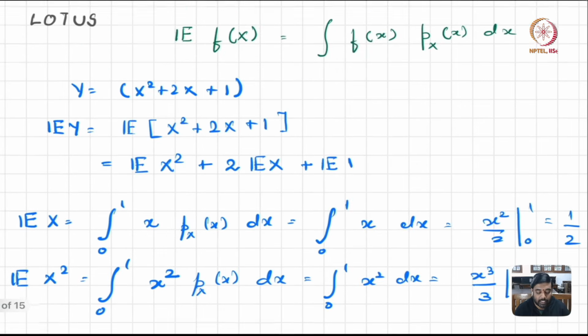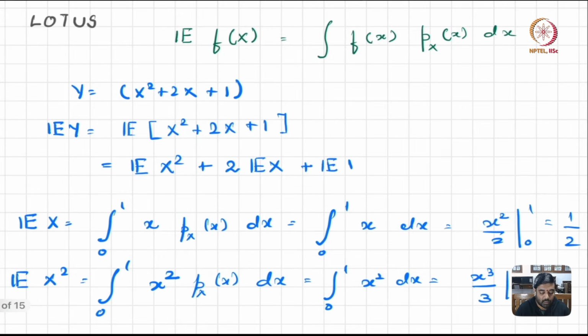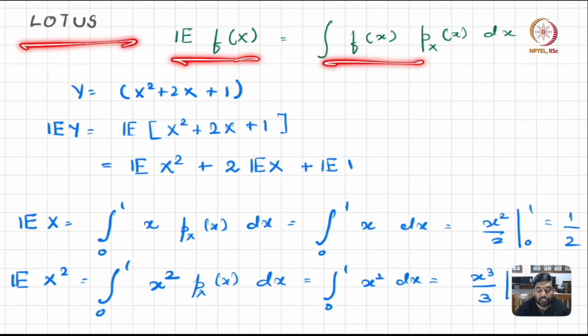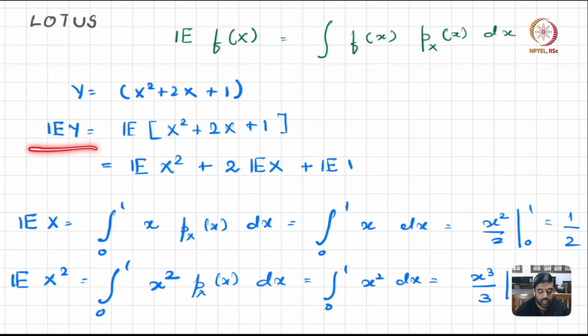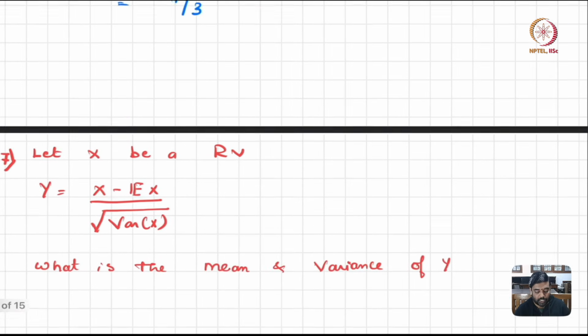The key takeaways from this are how you apply the law of the unconscious statistician and the linearity of expectations. This example is designed for understanding the linearity of expectations, the expectation of a constant, and then the law of the unconscious statistician. That was the aim of this problem. Let's proceed.